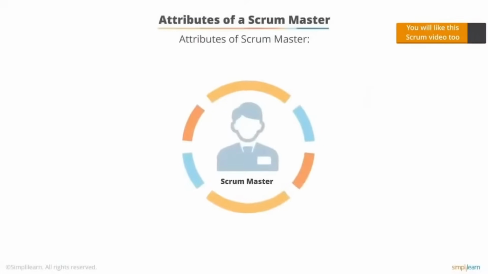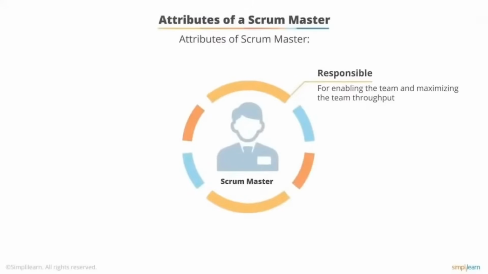Let's talk about the attributes of a Scrum Master. Scrum Masters need to exhibit responsibility. Even though they are not solely accountable for the team's output, they will consider it their responsibility to remove anything that impacts the team's productivity. They will try to enable the team to do the best that it can. They are humble.